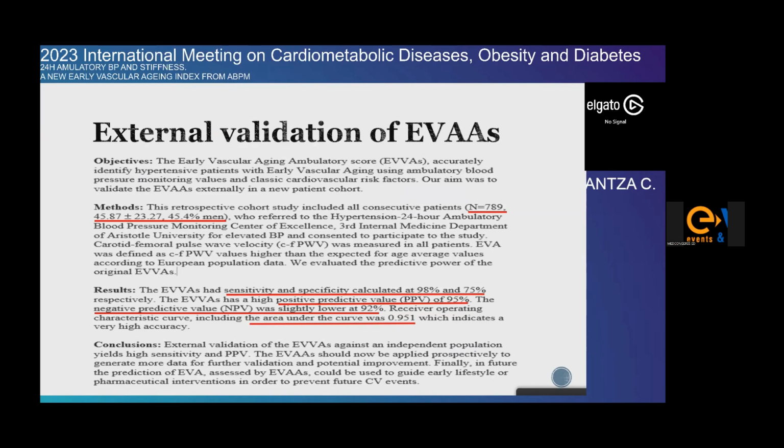The results were fine, more than fine, I can say. Sensitivity was 98%, and the specificity was calculated at around 75%. Also, we had a high positive predictive value at almost 95%, and the negative predictive value slightly lower, but still fine at 92%. So to conclude with the Early Vascular Aging Ambulatory Score, I think it is very useful. You can use it. The external validation proved that it is fine to use in order to predict early vascular aging for your population.